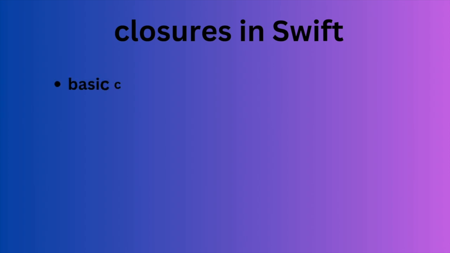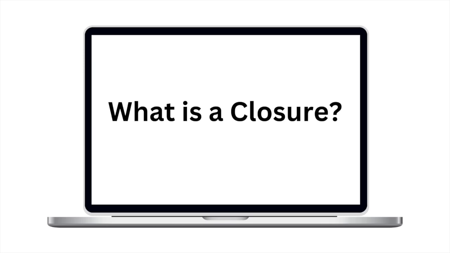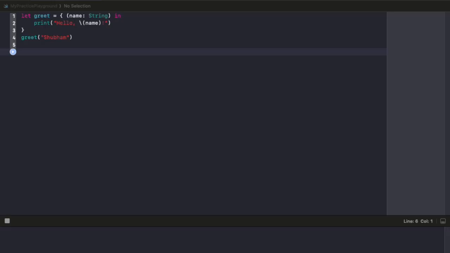We will start with the basic closure, move into capturing values, and then dive into escaping closures. Using a practical example, we will also cover retain cycles and how to prevent them with weak references. So first, what is a closure? Let's start with a simple example to introduce closures.